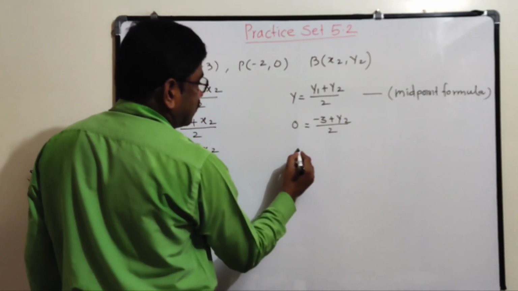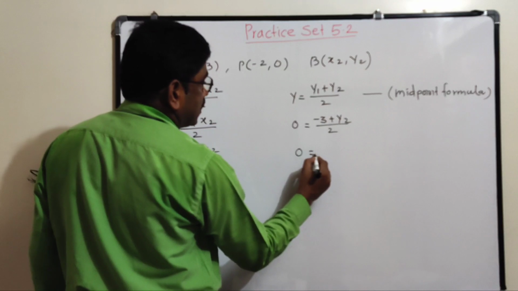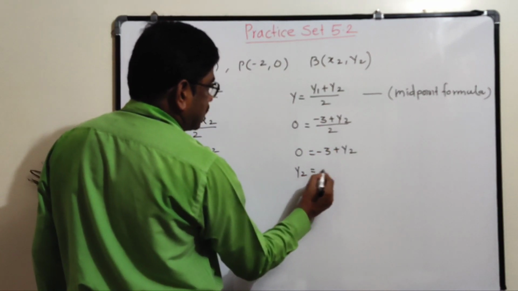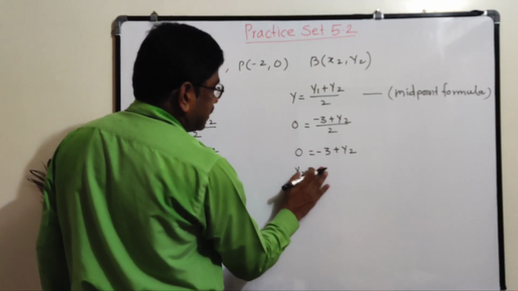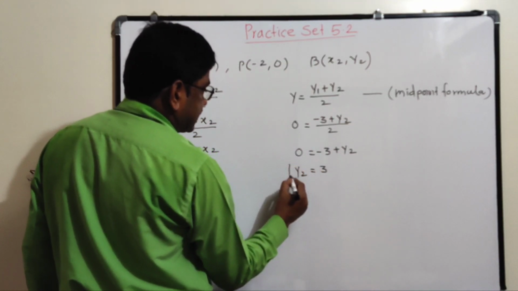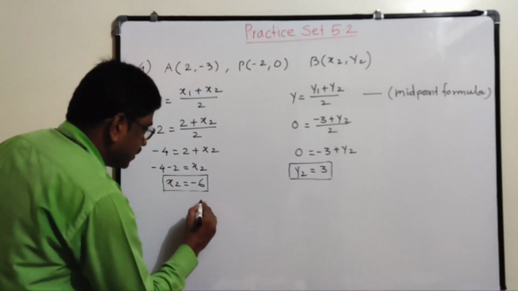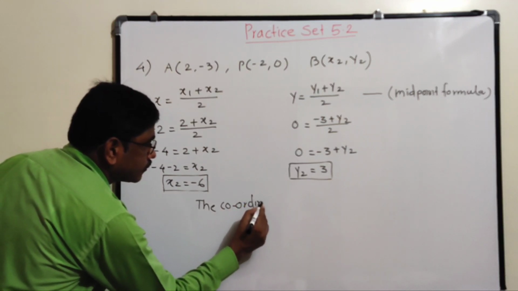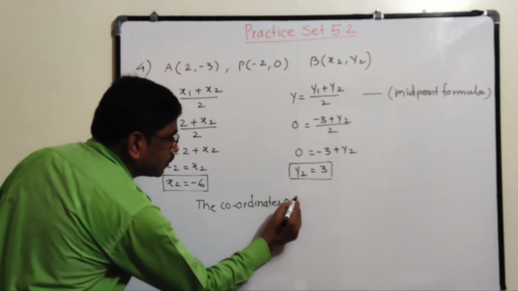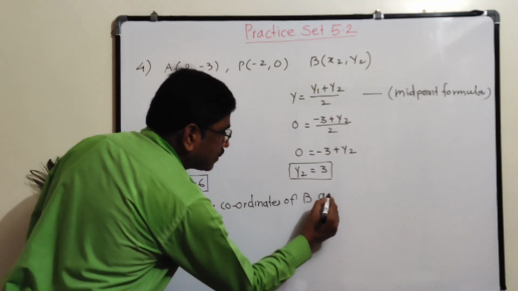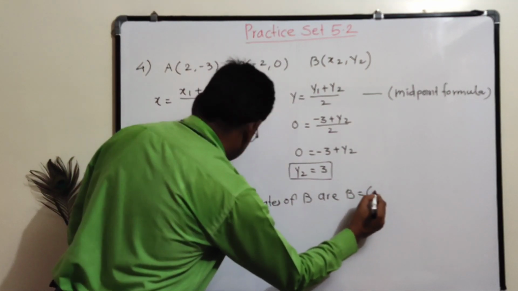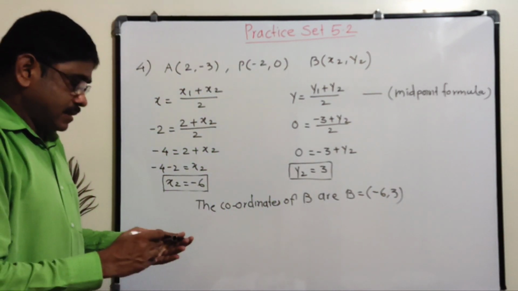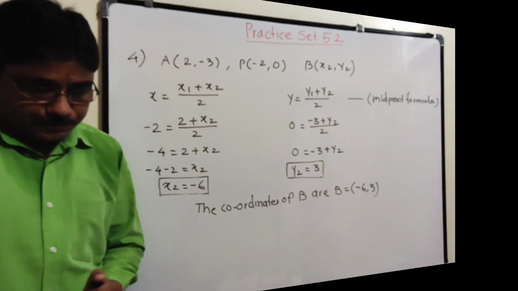Multiply by 2. If we multiply by 2 we get 0 is equal to minus 3 plus y2. Therefore y2 is equal to, this becomes plus 3, only 3. So y2 is 3. So the coordinates of B, how can we write the answer? The coordinates of B are minus 6 and 3. The coordinates of point B, here we use that midpoint formula.